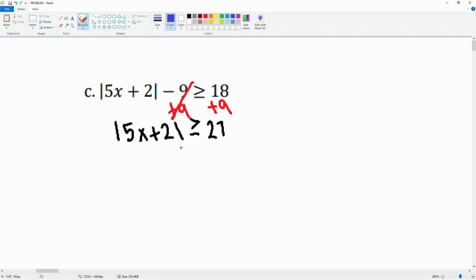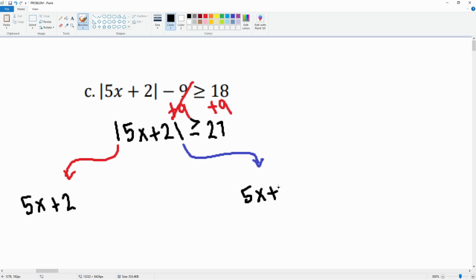Now this allows us to split it into its positive and then its negative version. The positive version is just 5x plus 2 and the other one is also 5x plus 2. This is 27, 27. This one is a negative and this one is a positive. The inequality here is the same. This one is the negative version, so we flip the inequality. So that's how it looks when you break it apart.